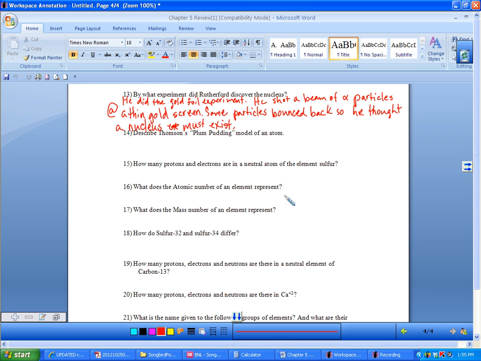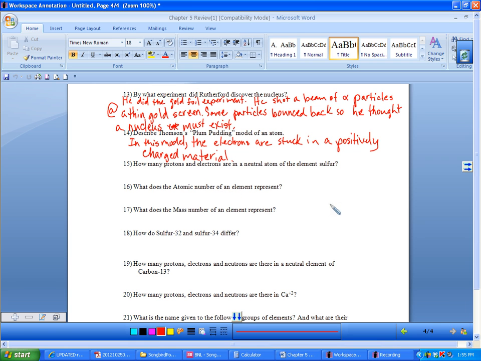Okay. All right. Number 14 says describe J.J. Thomson's plum pudding model. And so what I said was in this model, the plum pudding model, the electrons are stuck into a lump of positively charged material. The electrons are stuck in a positively charged material. That would be the pudding, and the electrons would be representing the plum.